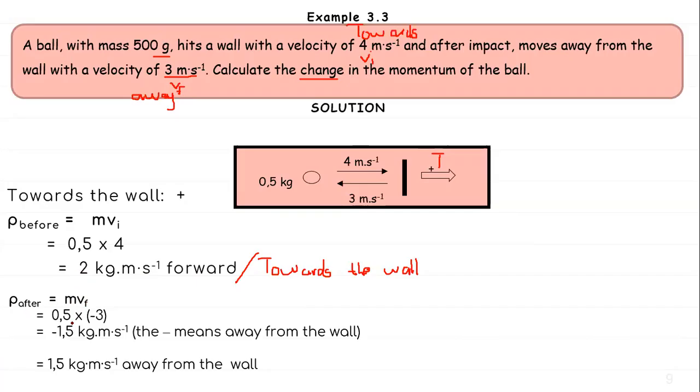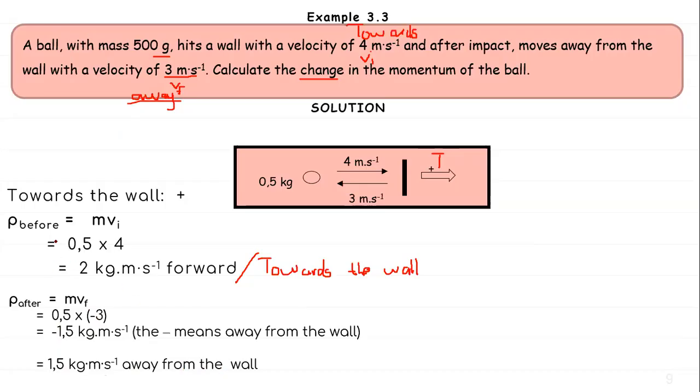final velocity. The mass is 0.5 kilograms. The final velocity is 3 meters per second. But now remember, it was going away from the wall. Hence it is negative. Right, so the negative means away from the wall. So I get negative 1.5 kilograms dot meter per second. And remember, you can't leave a vector negative, and you must always interpret direction. So that will give us 1.5 kilograms dot meter per second away from the wall.